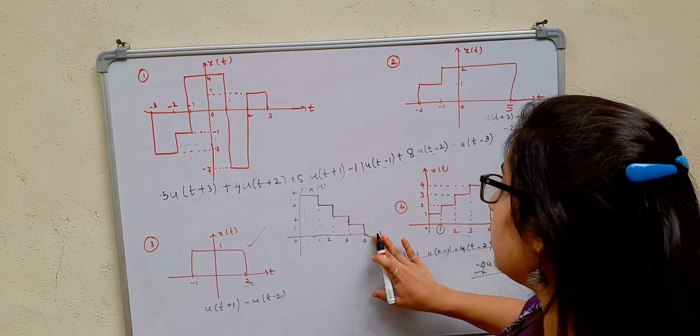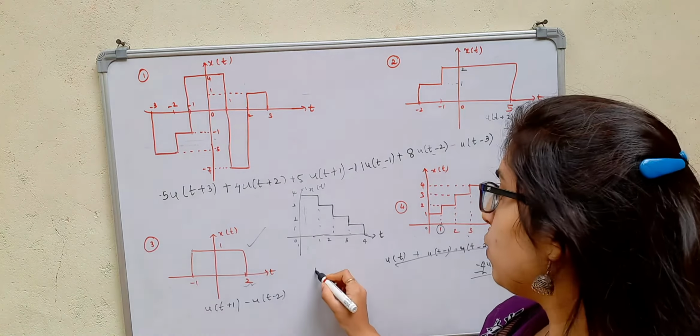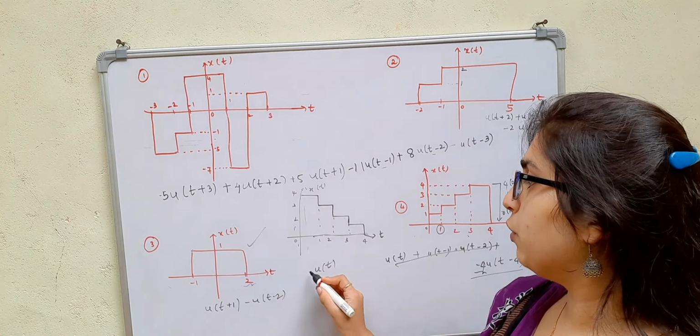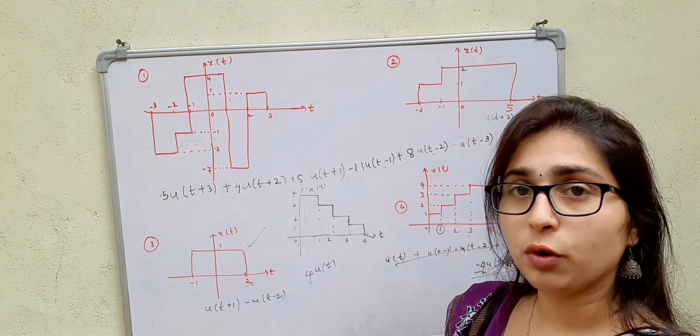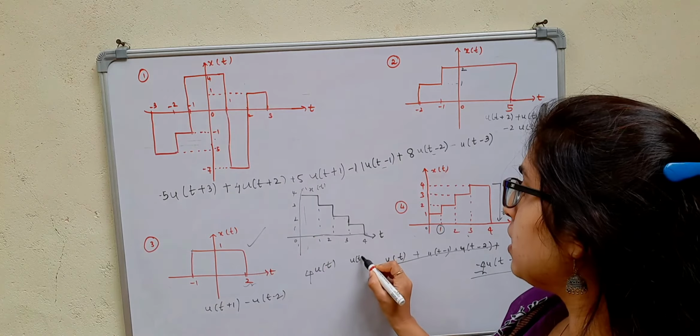Okay, let me solve this now. So it is starting from 0. That means u of t. What is the step height at 0? That is equal to 4. So the coefficient will be equal to 4. Next it is changing its value at 1. So u of t minus 1.